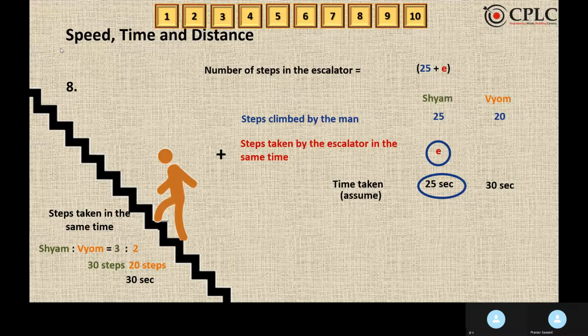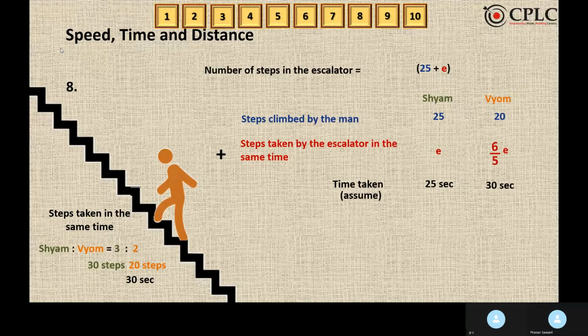Now, 25 plus E is what we have as the number of steps. If E is the steps taken by the escalator in case of Shyam, in case of Vyom it is going to be 6 upon 5 E. Why 6 upon 5? Because it's 30 upon 25. Hence, it is going to be 6 upon 5 of E, because in case of Vyom, the escalator would take more steps as the pace of Vyom is slower.